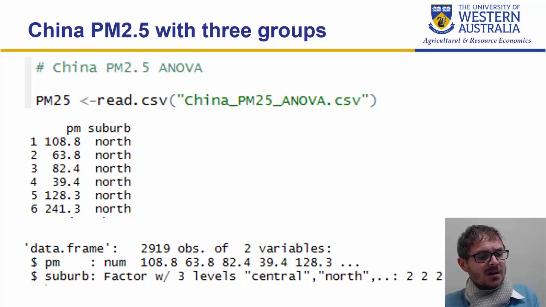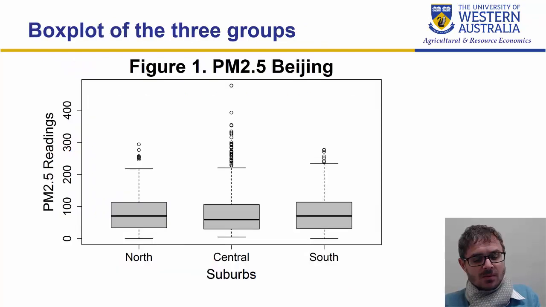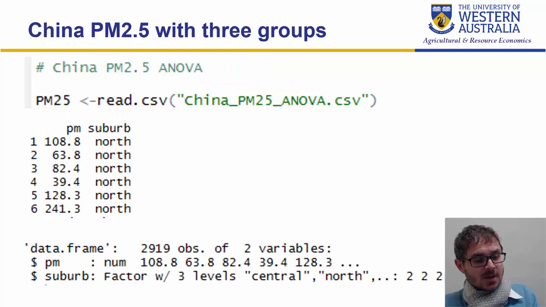Three groups, there it is. So we've got a factor variable, which is the suburb: south, north, and central. We've got 2,911 observations, with the PM measurements in the PM column.